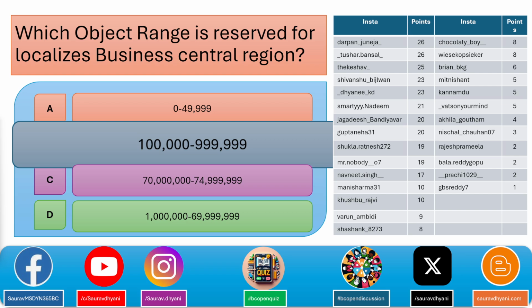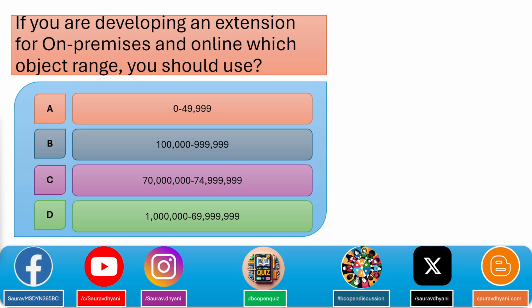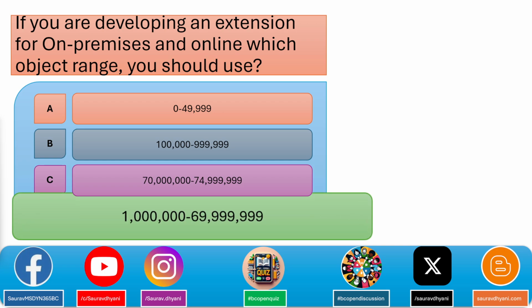Most probably with the last question now: if you are developing an extension which you would like to sell majorly for on-premise customers and online customers, which object range should you be using, or will you be getting from Microsoft when you ask for it? And the correct answer is this range.